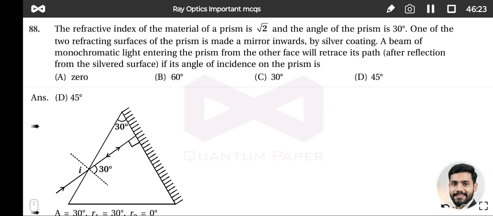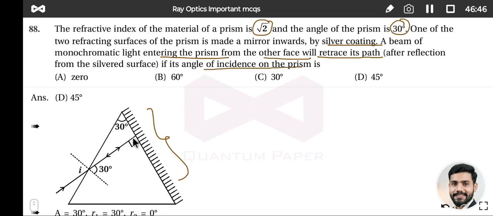The next question is, the refractive index of material prism is given root 2, angle of prism is given 30 degree. One of the surface is made by silver coating. So you can see that figure is given like this. So beam of light entering the prism for other face will retrace its path. So the question is, we have to find out incidence angle of the prism. That means this i angle we have to find out. So light is going like this, then it is striking on this surface wherever silver coating is there, and after striking it is coming back to the same path.